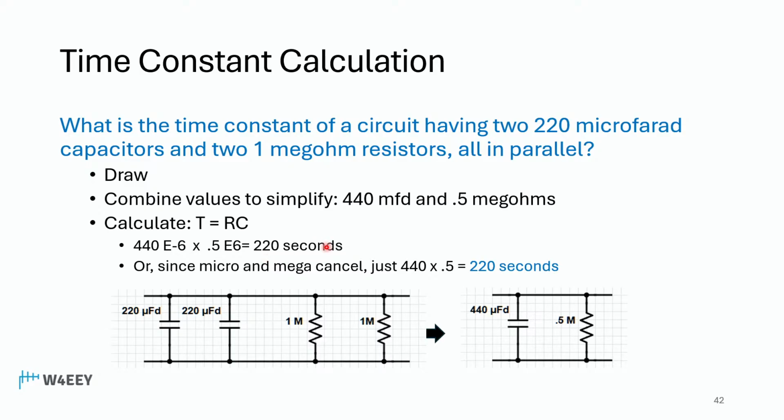Well, that's the hard way to do it. Since micro and mega cancel, one is to the positive 6, one is to the minus, they just cancel. So the 440 times 0.5 is easier, to 220 seconds. And then the shortcut, you'll see that they talk about 220 microfarad caps. Well, the answer happens to be 220 seconds. So that's a real easy one to remember. You don't have to do the math here, but I wanted to show you how it worked. And that's the only question we have like that.